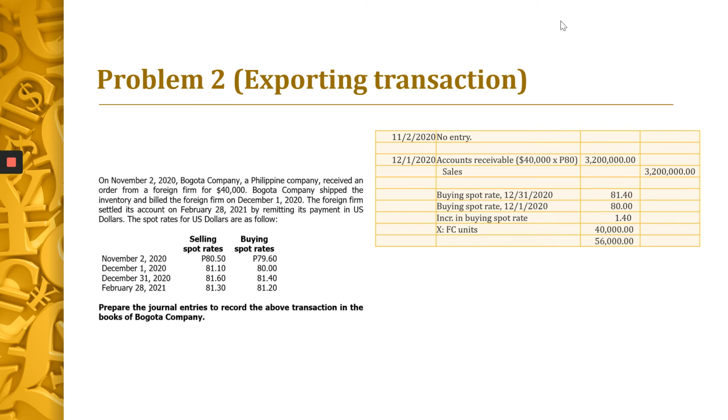Okay, analyze natin. Ano nangyari sa buying spot rate? Tumaas. Dahil tumaas ang buying spot rate, ano mangyayari sa accounts receivable natin? Tataas yung receivable. Therefore, dahil tataas ang receivable, that is favorable on our part. Therefore, this is what you call foreign exchange gain. Tandaan, pag tumaas ang buying spot rate, that would result to forex gain naman. So how do you record that in our books? Debit, accounts receivable, credit, forex gain.